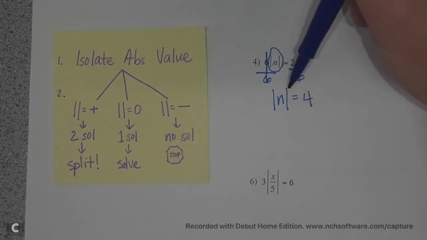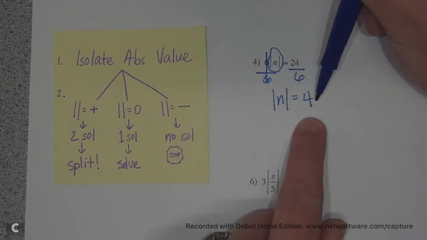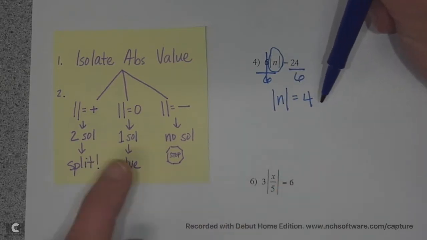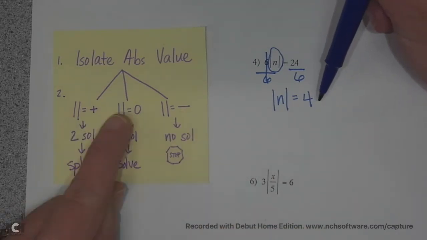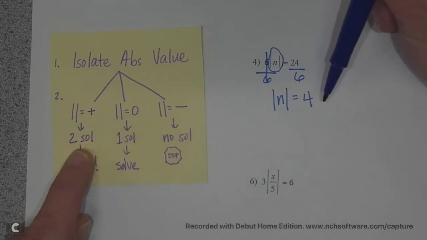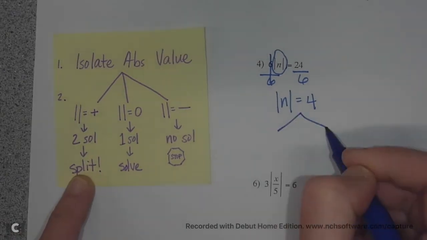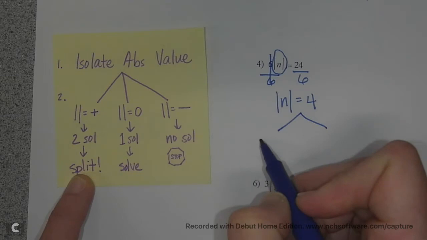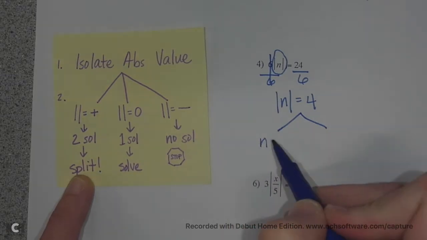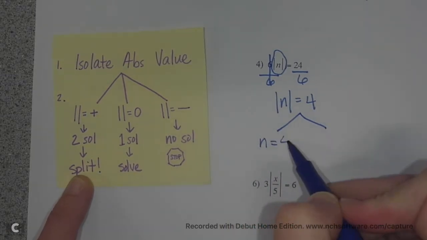All right, now that the absolute value is isolated, we check on the other side. Is that positive? Is it 0 or is it negative? It looks like it's positive, so we need this one right here. Two solutions, you know that you need to split it, so let's split it. Now we're going to take what's inside here, just the n, you don't need the bars anymore, equals, and then we write that number, which is a 4.